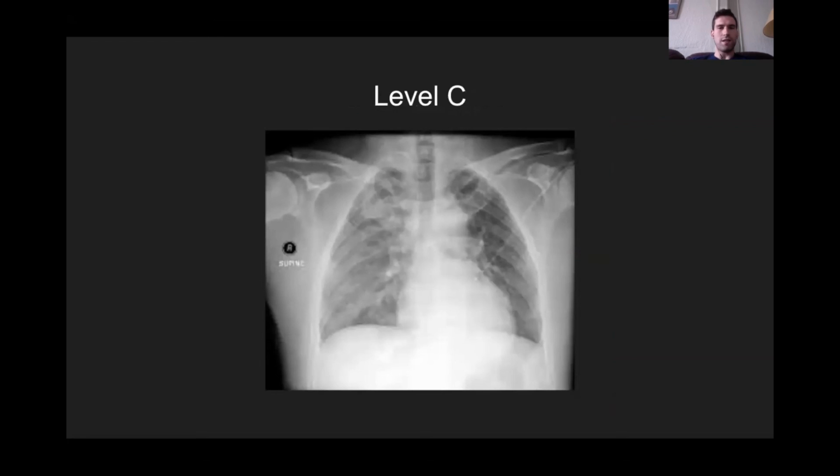All right, this patient is a level C. The nurse says, can you look at the x-ray before they go to CT? What do you think? No, they cannot. They have a large hemothorax. Which side? I'll give you a few seconds to decide. The right side.